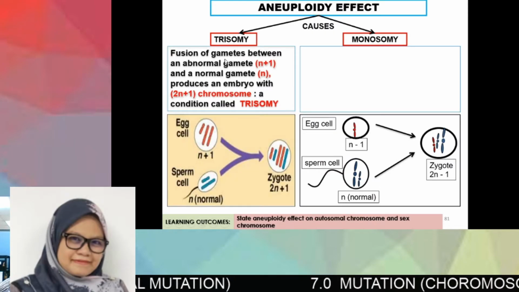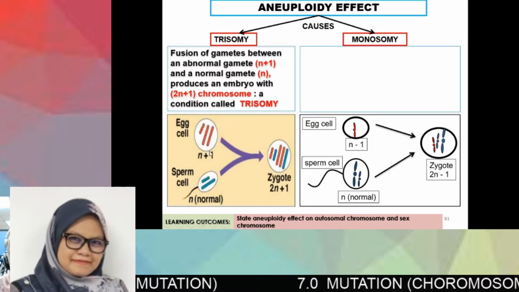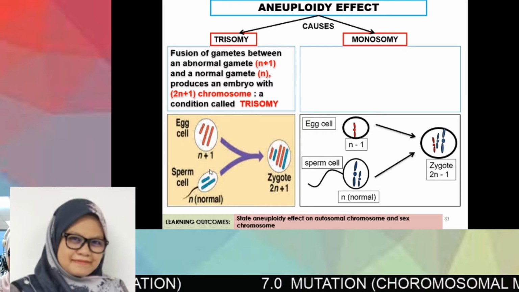So fusion of gametes between an abnormal gamete N+1 and a normal gamete N produces an embryo with 2N+1, itu kita panggil sebagai trisomy. Okay, for example here, this is the egg cell with N+1. Maksudnya dia ada satu extra chromosome. And then fuse ataupun fertilize with normal sperm. So the zygote with 2N+1. So condition ini kita panggil sebagai trisomy.